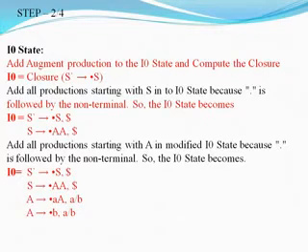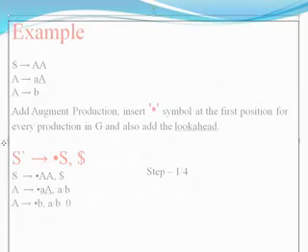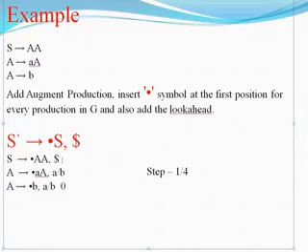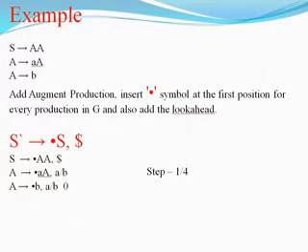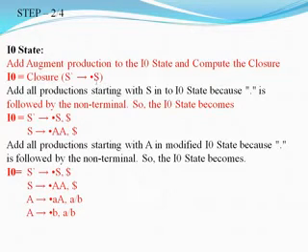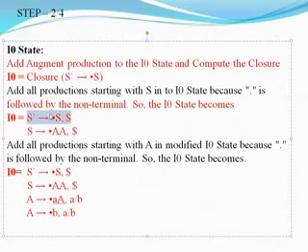What is the I0? The first statement is the zeroth statement. What is the first statement? Capital S dash tends to capital S. So I have written capital S dash tends to capital S, and in this first statement I am performing the operation. I have to move that dot symbol, so after performing my operation: capital S dash tends to dot capital S, dollar.